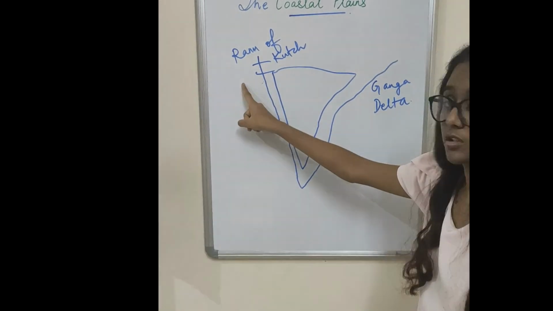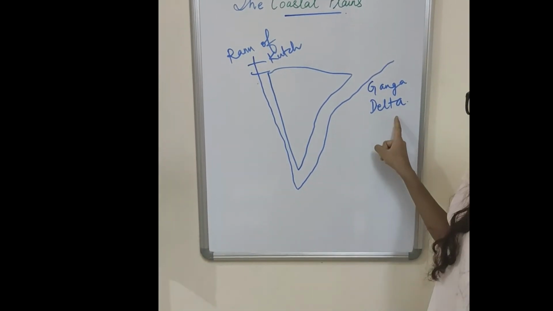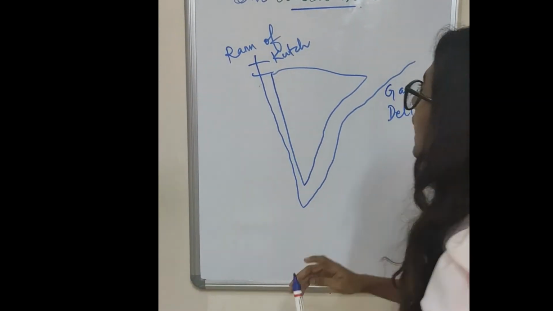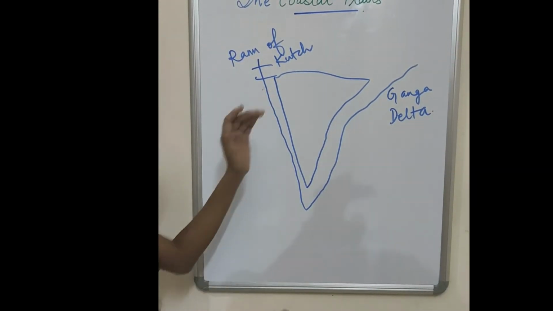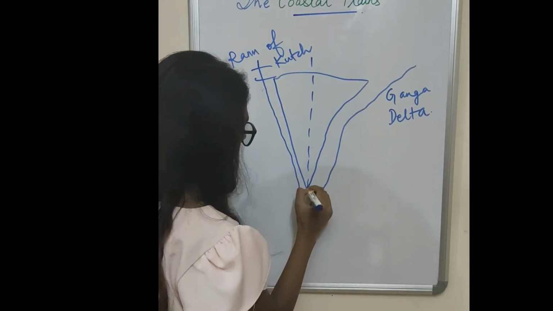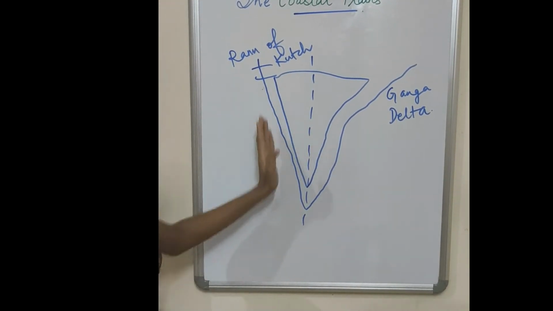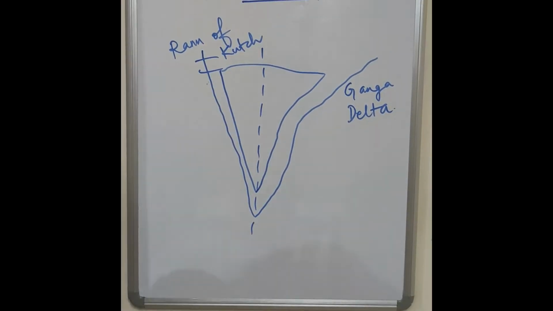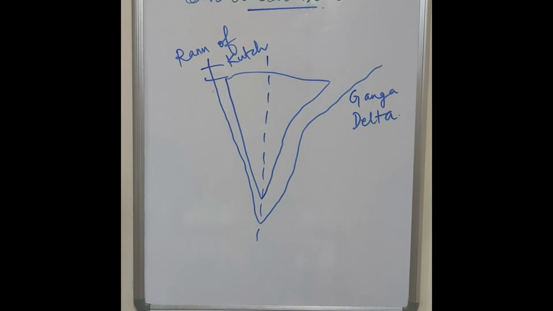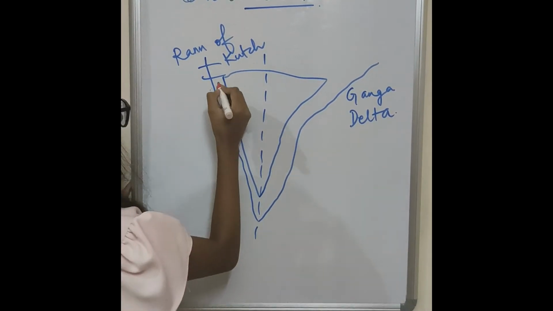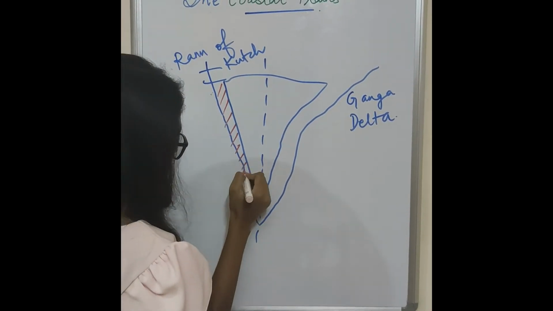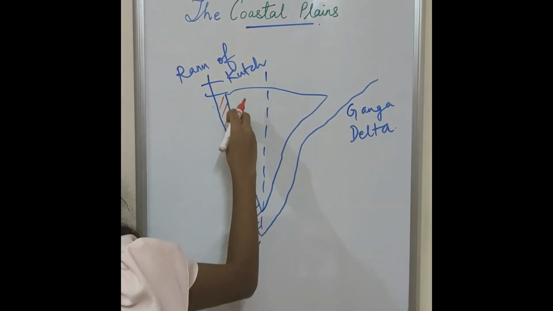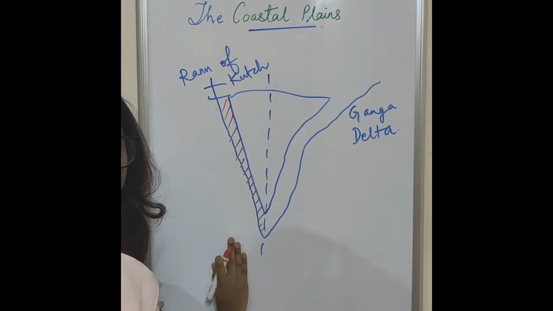Okay, from the Run of Kutch in Gujarat to the Ganga Delta in West Bengal, it extends all through on either side. And the coastal plains can be divided into two parts. So this is the western coastal plain and this is the eastern coastal plain. Now let's learn about the western coastal plain. Now as you can see, it is here.